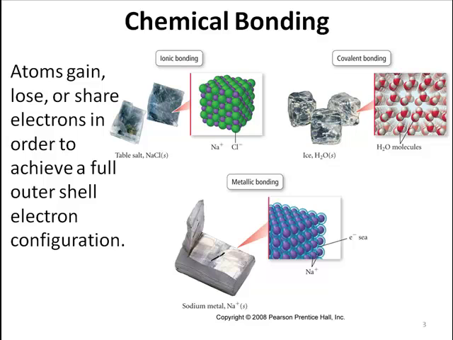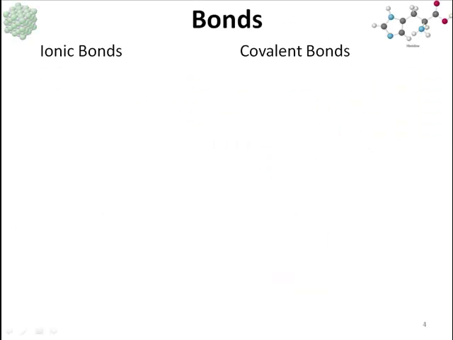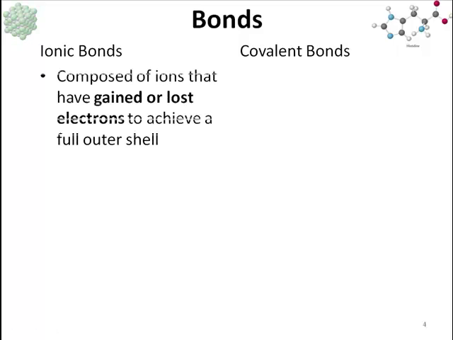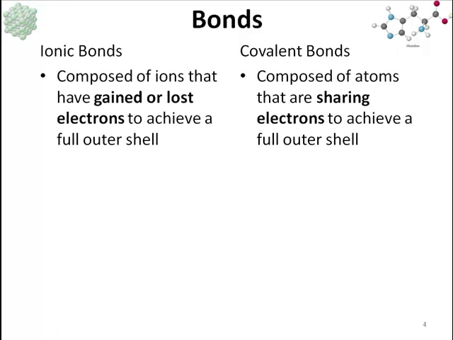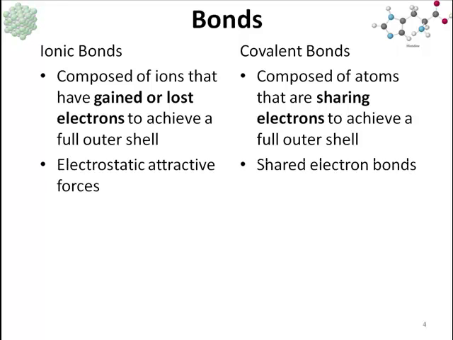Now, atoms gain, lose, or share electrons in order to achieve a full outer shell electron configuration. So they want to fill up that electron configuration to be like a noble gas, isoelectronic with a noble gas. Ionic bonds are composed of ions that have gained or lost electrons to achieve a full outer shell. And covalent bonds are composed of atoms that are sharing electrons to achieve a full outer shell.